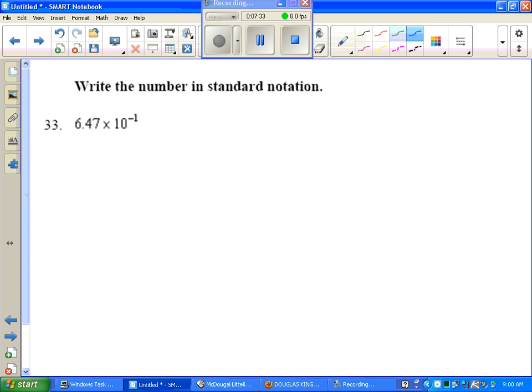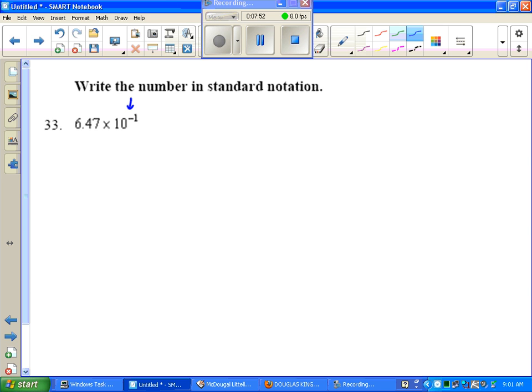Number 33 is doing the opposite. We're moving it back to standard notation. Remember, anytime you have a negative exponent like this, that means it's going to be a smaller number than what's represented. So you have 6.47. A positive exponent is a much larger number. A negative exponent is a much smaller number.